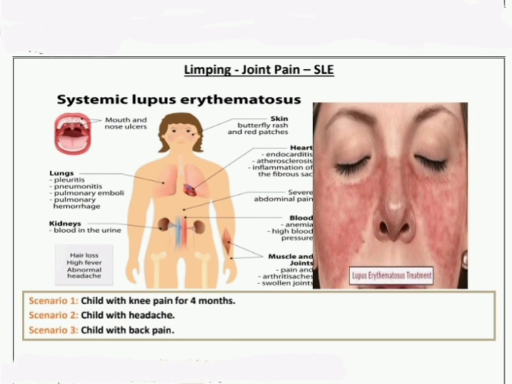So first, if the child presents with limping, we ask about unilateral or bilateral, onset, course and duration, what makes it better and what makes it worse. Painful joint, analysis of the pain, SOCRATES: site of the pain, onset, character, radiation, associated symptoms, timing, course, exacerbating or relieving factors, severity scale from 1 to 10. Other joints, previous similar attack, look, feel, move. So how it looks, reddish; how it feels, temperature high or not; movement limited or not, we are asking.